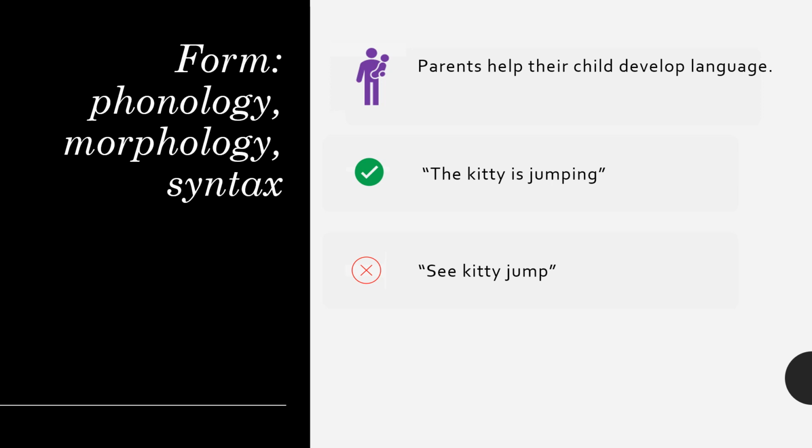Parents can help their kids learn language by narrating the child's actions for them. For example, as a child is reaching out to touch the puppy, the parent could say, "You're petting the puppy." This helps the child learn the words and also how the words should be put together in proper syntax to form a grammatically correct sentence.